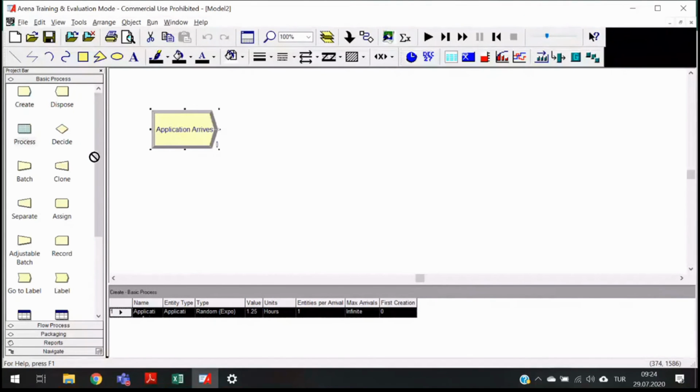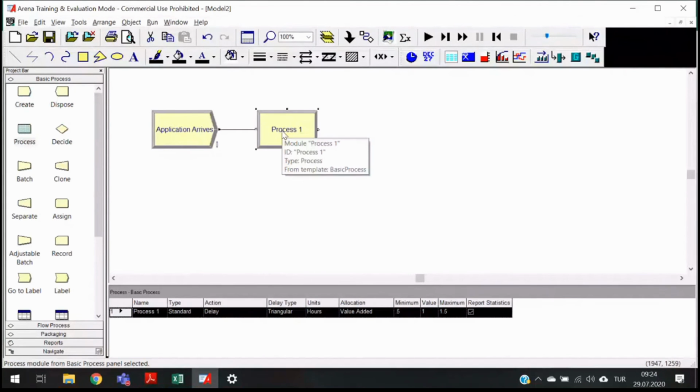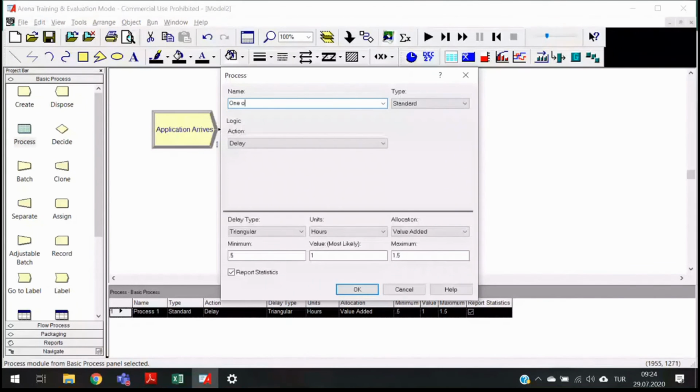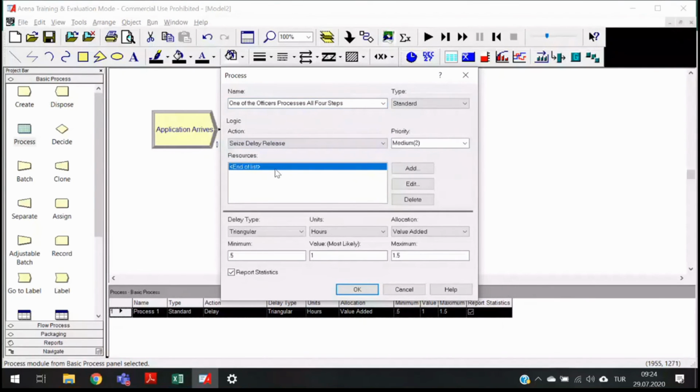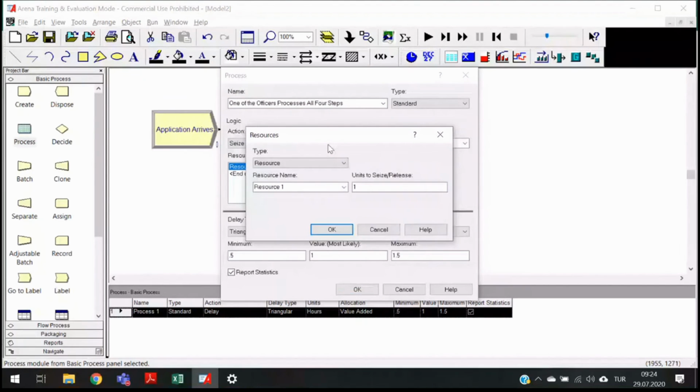Now, the next thing is a process. In this process, we have one of the officers process all 4 steps. So you see in this process, actually there are 4 parallel servers. Okay, 4 parallel servers. And you need to seize, delay, and release one of these 4 parallel servers. Okay. So the resources are what? The resources are this time officers. So we say the name of the resource is officer.